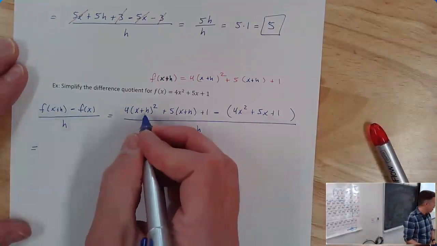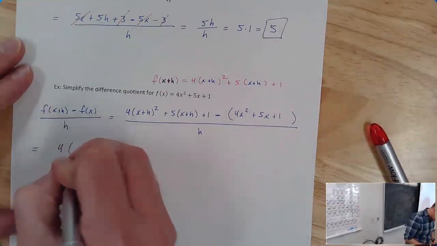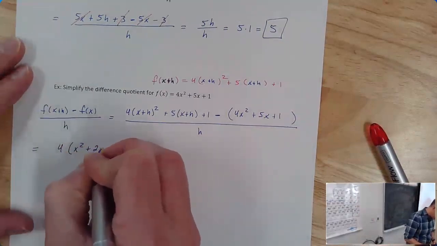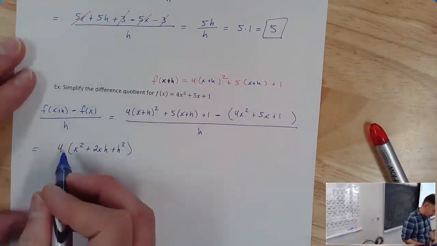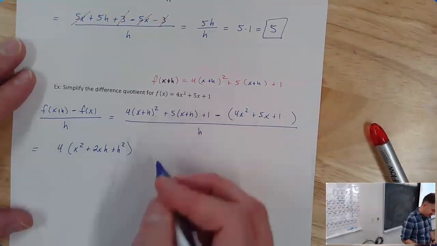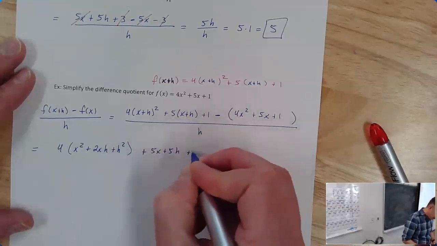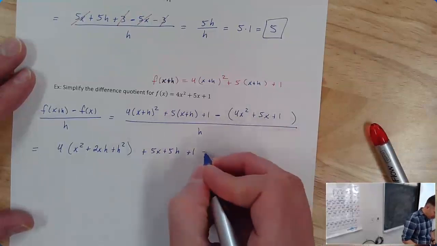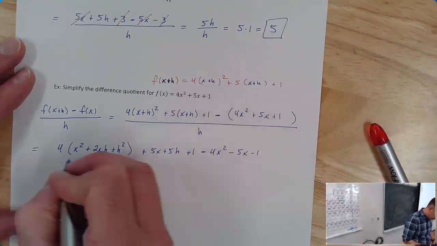x plus h squared, or x plus h times x plus h, is x squared plus 2xh plus h squared. And there's still a 4 out in front. I can distribute the 5 here and get 5x plus 5h plus 1. And distribute the minus sign, we get minus 4x squared minus 5x minus 1.